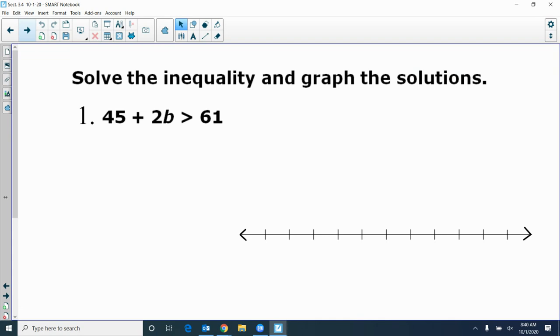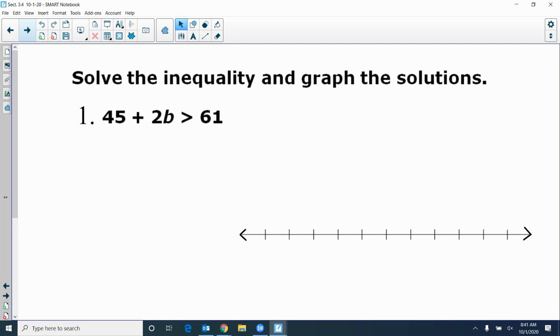All right, on to the guided notes. Now it says graph the solutions. Grant, give me a number, any number. 27. All right, is 27 a solution to this inequality? Let's take a look. What would I plug in? 2 times 27. Get your calculators. What's that equal? 54. 54 plus 45 is what? 99, right? Is 99 bigger than 61? 27 has to be one of our answers.